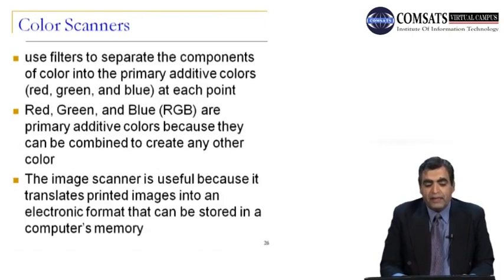Color scanners use filters to separate the components of colors into the primary additive colors, red, green, and blue, at each point. The red, green, and blue, in short, are called RGB. They are the primary additive colors. Why? Because they can be combined to create any other color. Processes that describe color in this manner are said to use RGB color. The traditional flatbed televisions use the RGB colors to show us all the images on the television.